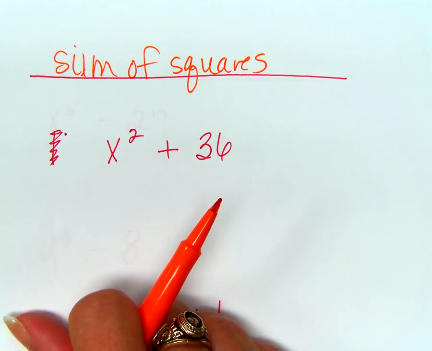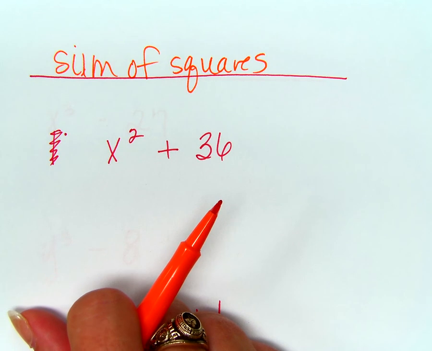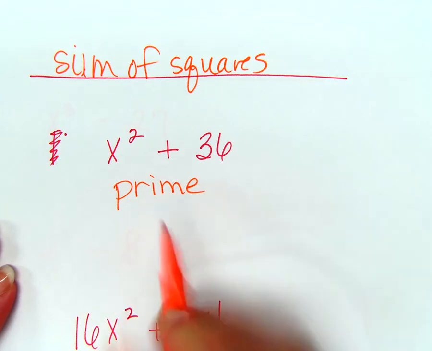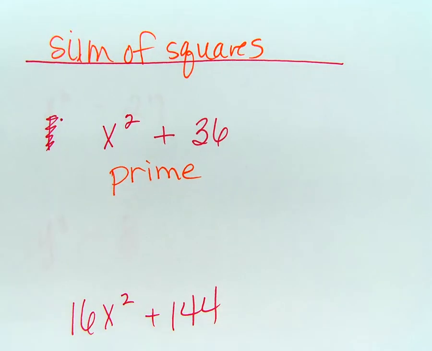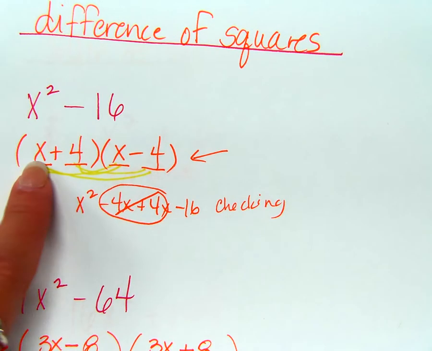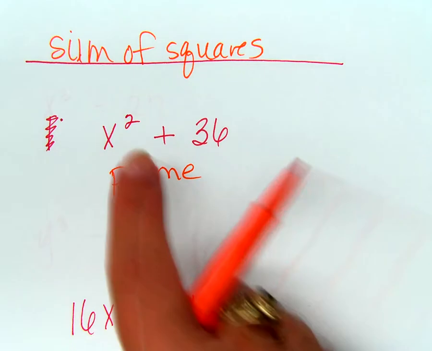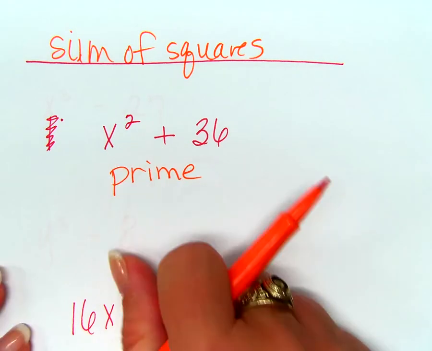Sum of squares cannot be factored. If something cannot be factored, what is it called? Do you remember? If it can only be divided by 1 and itself, it's prime. It cannot be factored. Remember how we checked these? Like I multiplied it out? There's not two factors that I can write down that would give me this as my answer.